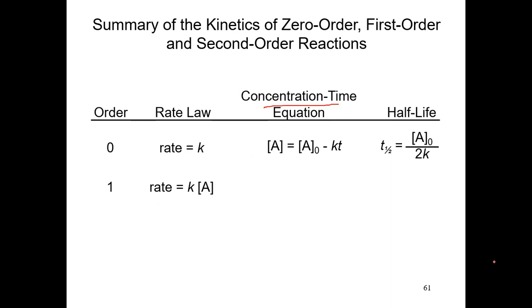Sir, sa first order po. First order. Ang lalabas dito? A is equals to A sub O po tapos E raised to negative K times T. Very good, very good, Cedric. Dapat memorize niyo ha. Huwag niyo kakalimutan yan. Sabi ko nga sa inyo sa word exam, 5 yan, first day.